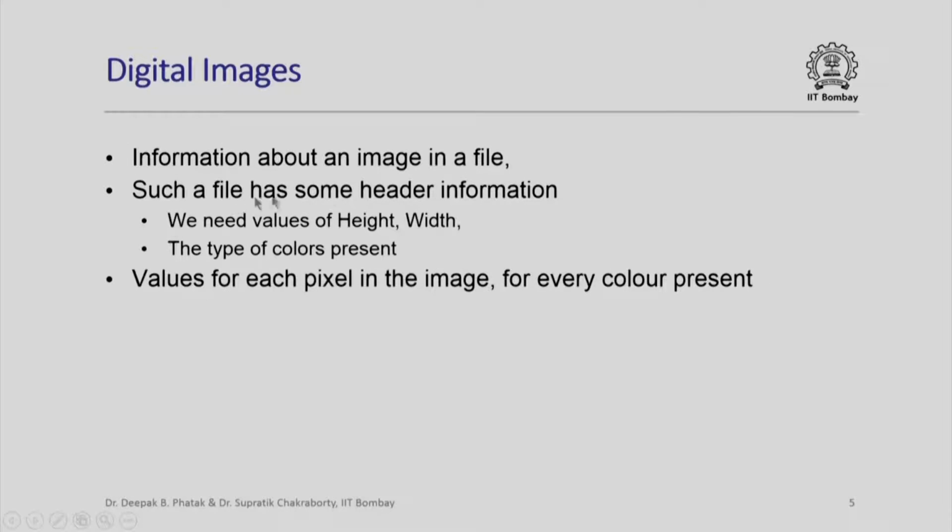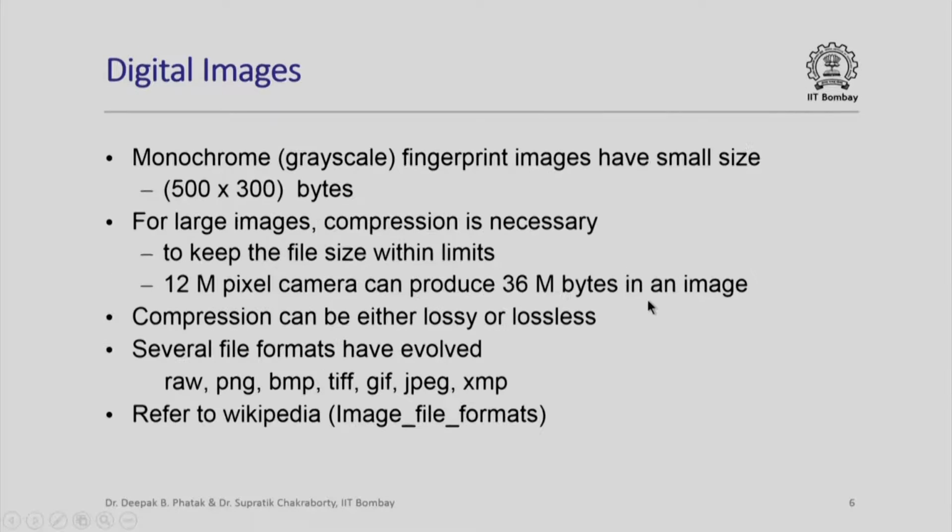Now, the information about an image is actually stored in a file because there is a large number of pixels. You cannot put them down on a piece of paper or input them or output them ordinarily. Such a file will contain some spatial header information. For example, that file will tell us what is the height, what is the width, what are the types of color present, etc. And each file will have values for each pixel in the image for every color present, depending upon whether it is a color, monochrome or grayscale image.